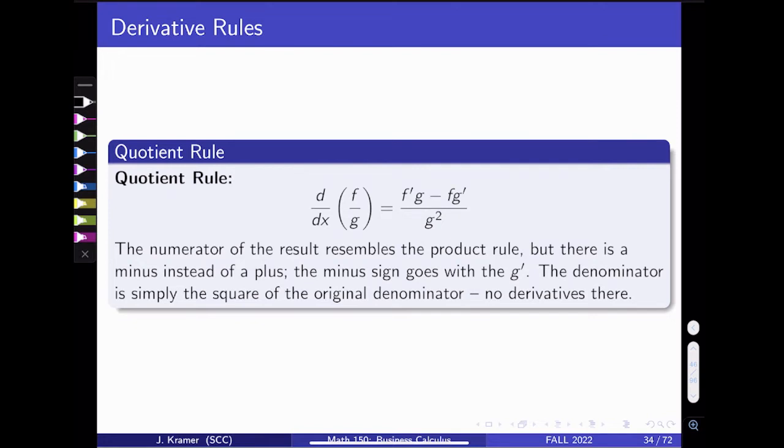It's important to note that subtraction and division are not commutative, so the order of this is important. Another mnemonic to remember this would be low d high minus high d low, all over the low squared. Where low is the denominator and high is the numerator, and when you have d, that means take the derivative. So just a little mnemonic to remember when you're taking derivatives of quotients.